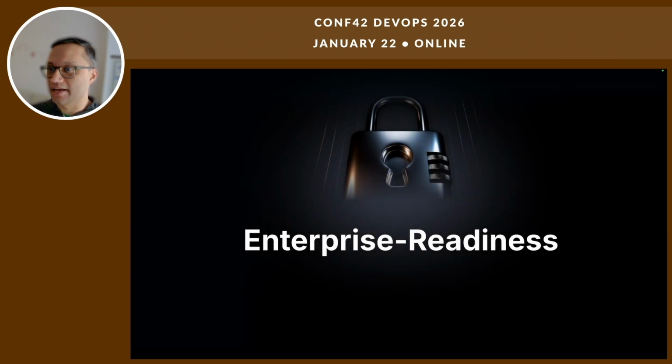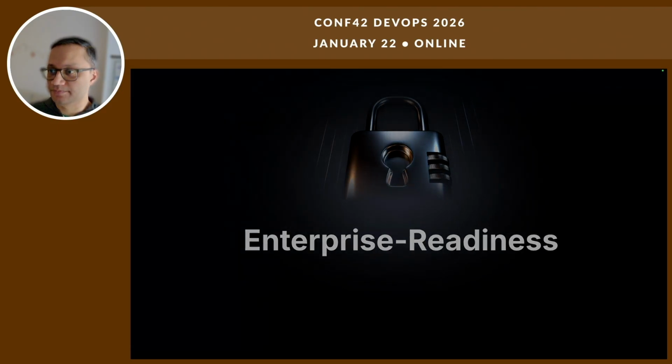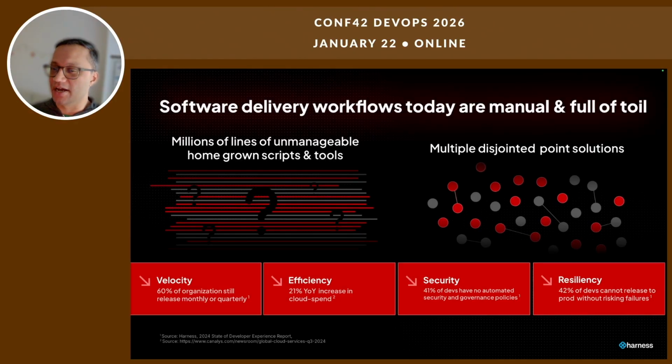Before we get into what an enterprise-ready pipeline looks like, let's take a broader view of the problems in the CI/CD space or the DevOps space. Software delivery workflows today are very manual and involve a lot of toil, which means that a lot of companies still use homegrown scripts and point solutions to manage these pipelines. And because of this, the velocity at which the customer gets product updates or feature updates goes down by quite a bit. The efficiency of the engineering team, the security of the code being delivered to the customers, as well as the resiliency go down as well.